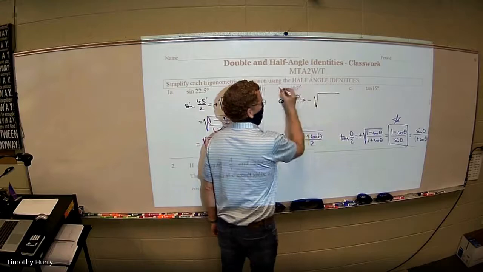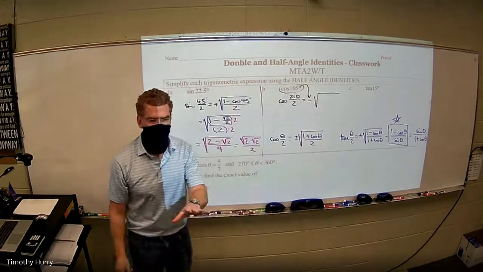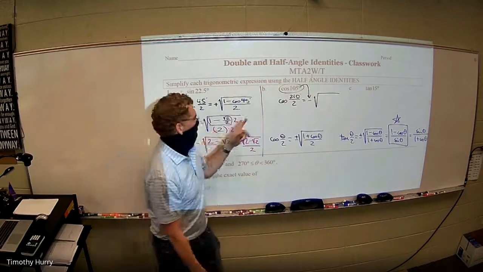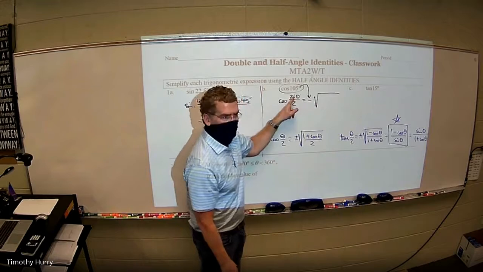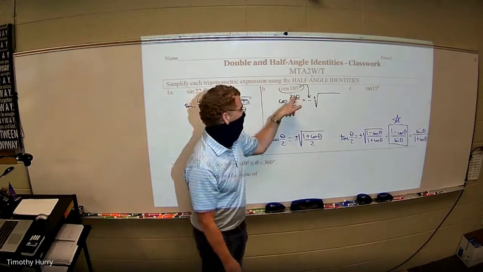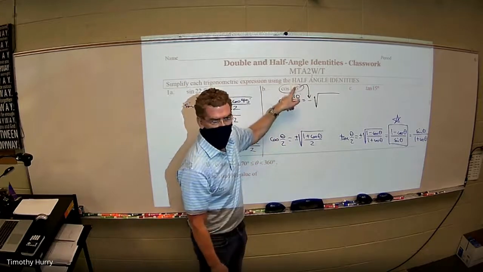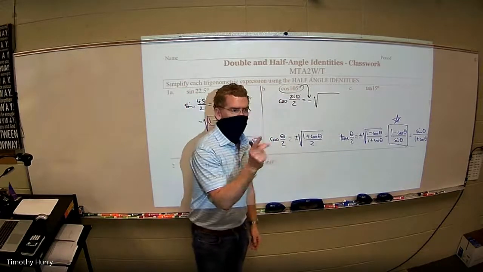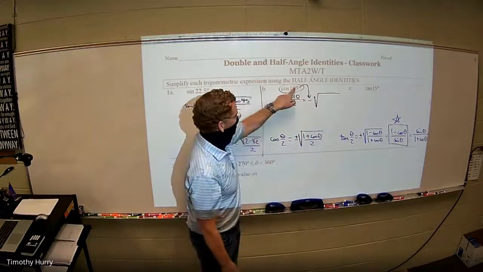Negative. Why negative? Because you already know that that would have been a negative. Now, by the way, don't do this. Every now and then somebody will look at this and go, all right, I'm looking at 210. 210 is in the third quadrant. No, don't look at the number over 2. Look at the whole number. The whole thing is 105. 105 is in the second. Cosine's negative in the second. Use a negative. It's that I'm looking at right here.